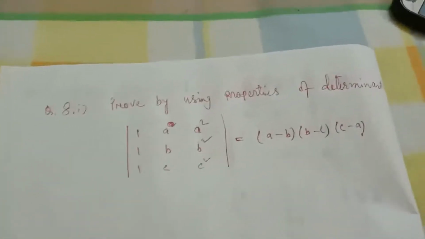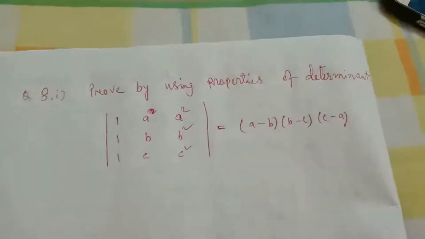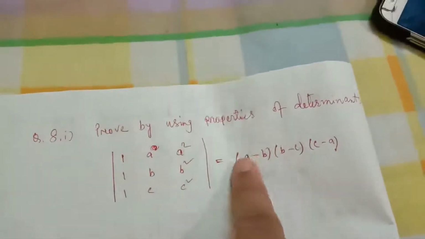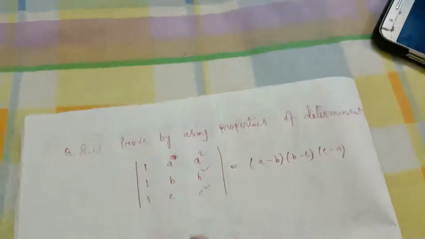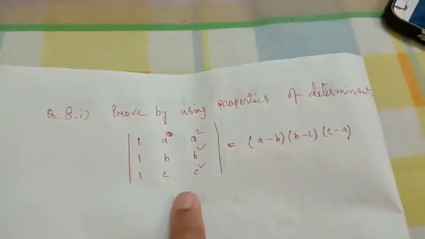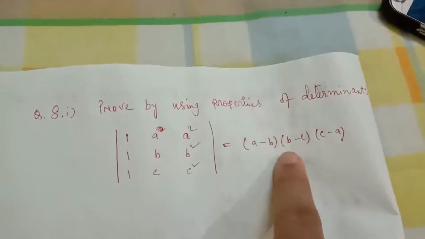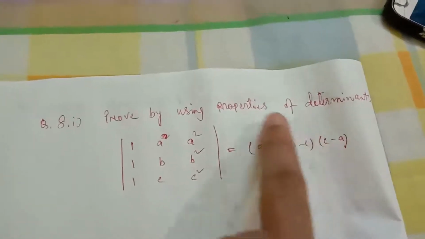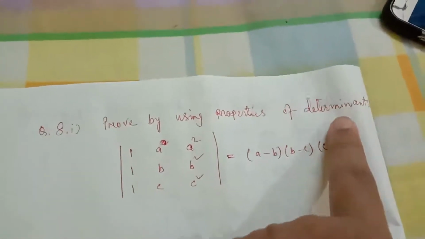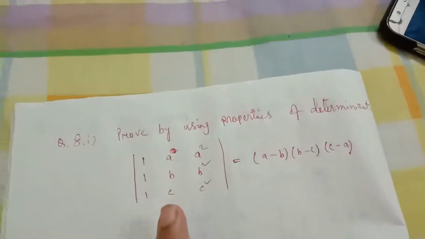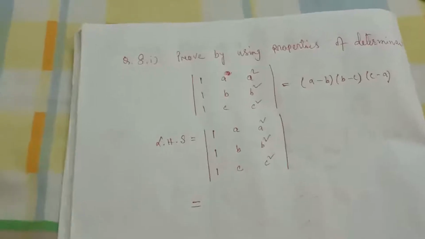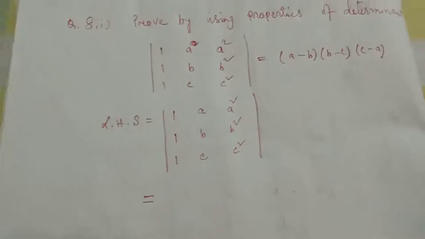Let us take another simple question from the NCERT book. Prove by using properties of determinants that the value of this determinant is equal to a minus b into b minus c into c minus a. Here we have to use properties of determinants and we can expand this determinant. Okay, let us start from the left hand side.